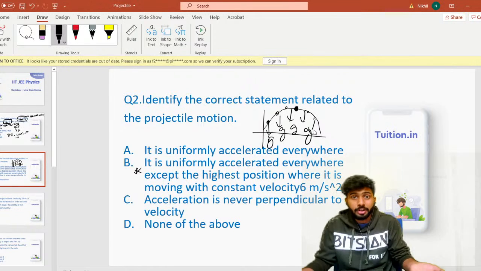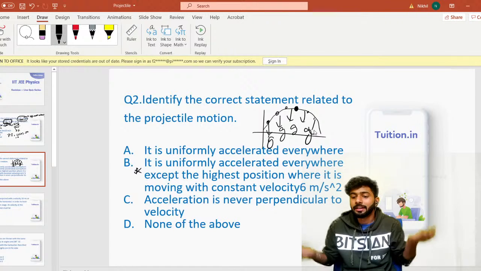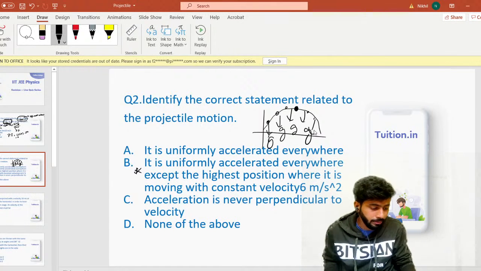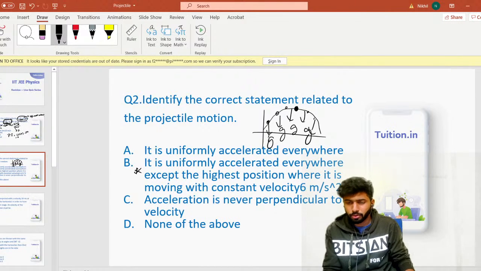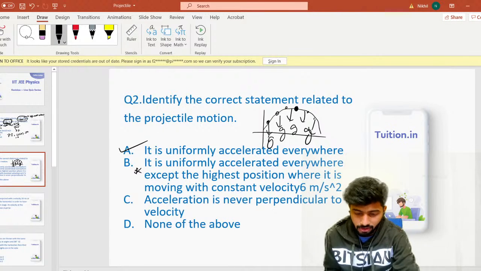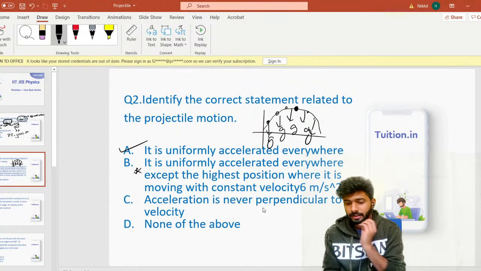So this is what you mean by uniformly accelerated motion, right? Any motion where acceleration is not changing, either in terms of magnitude or in terms of direction. Any such motion is known as uniformly accelerated motion. That is why the answer to the question is option A, right?